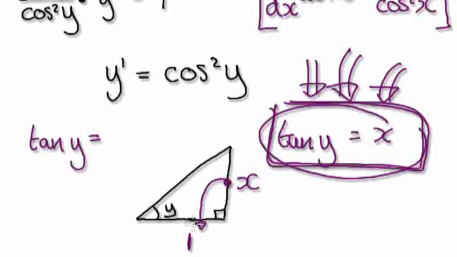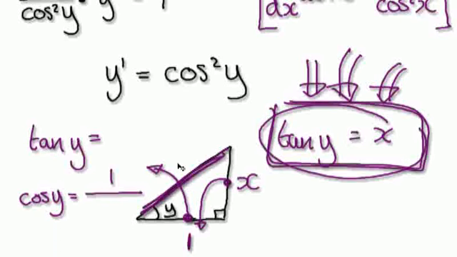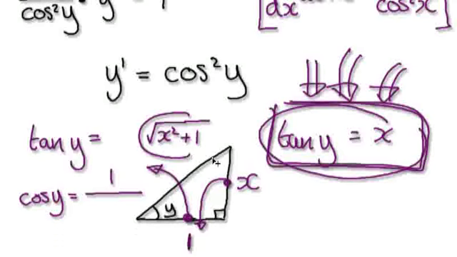Now looking at this, what is cos of y? Looking at this triangle, cos of y will be 1 over, now what's this length here? By using Pythagoras, this length will be x squared plus 1 squared, and then square root it. So this length is given by this.